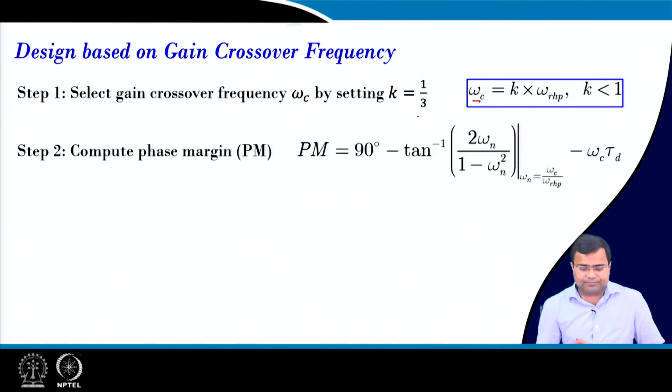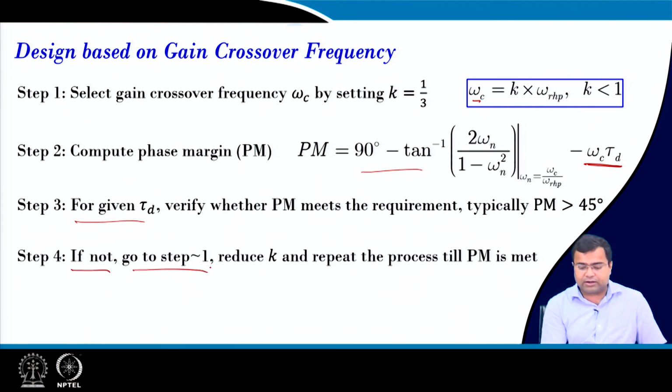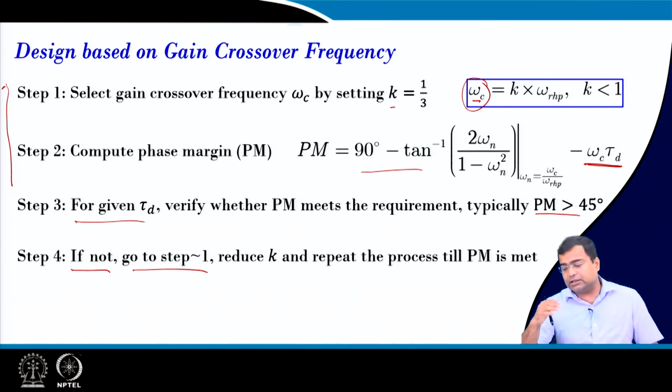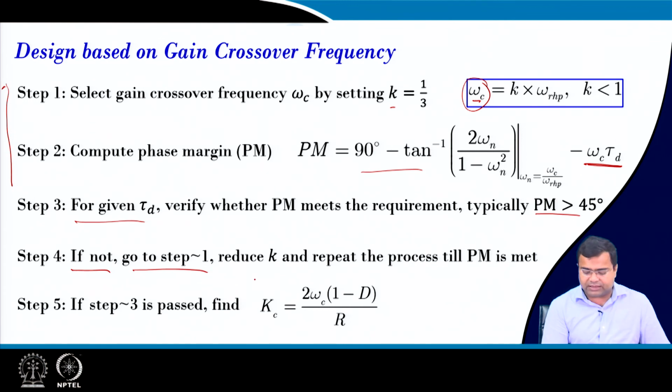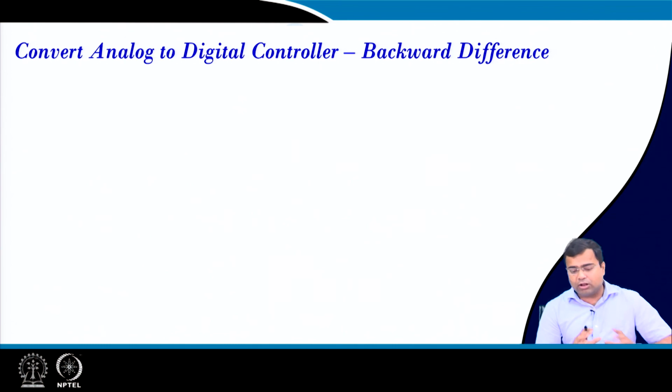So, we will start with that point, then we will compute the phase margin, because we have an additional phase lag due to the delay. So, given the delay, we need to check whether we can meet a phase margin of 45 degrees or not. If not, go to step 1 and reduce K. That means the factor is reduced, so the crossover frequency is reduced, and you iterate this process till the phase criterion is met. Once it is met, for a suitable value of omega c, you can compute the Kc from this expression. After computing this, you have the controller gain, and now all the controller parameters are known.